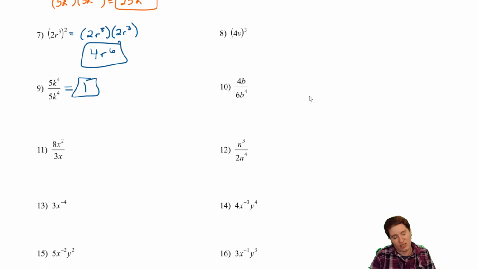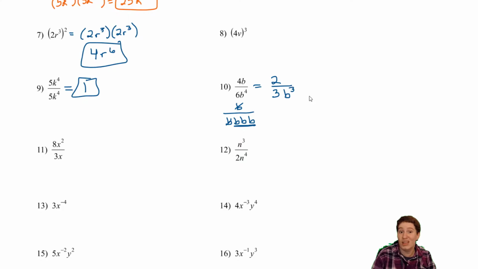4b over 6b to the 4th. We're going to simplify the 4 and the 6. They both have a 2 I can divide by, so this is going to have a 2 on top and a 3 on bottom. Then we look at the b's, and my personal preference is to think, I have more b's on the bottom, so a b is going to cancel out, but then these 3 b's that are left will still be on the bottom. So this would be our answer, 2 over 3b cubed.